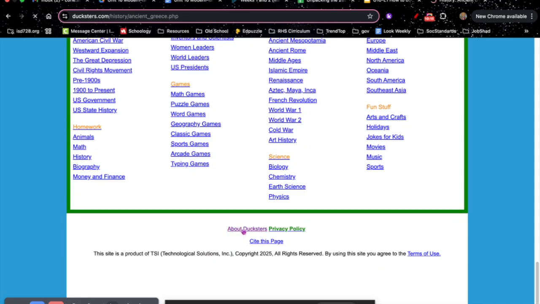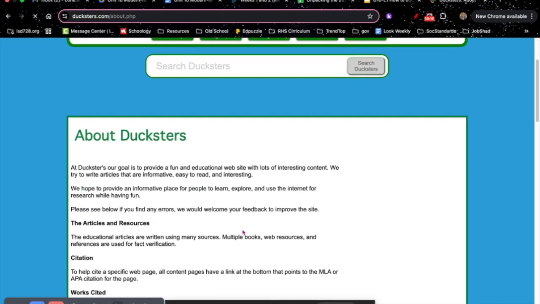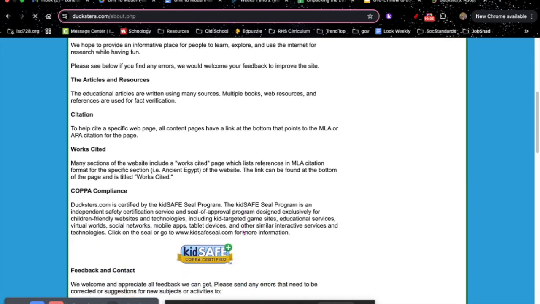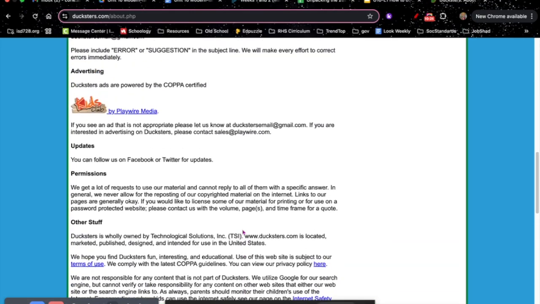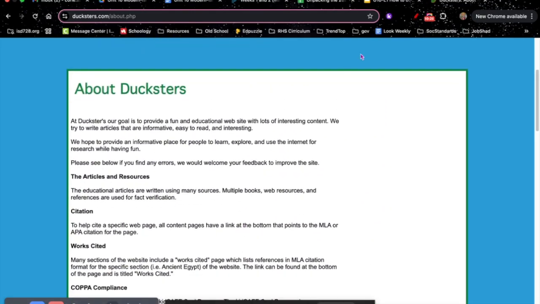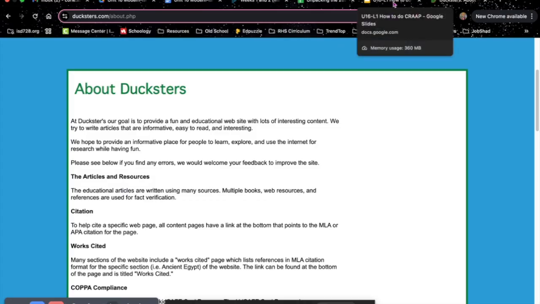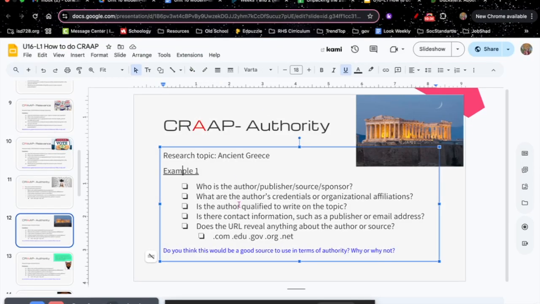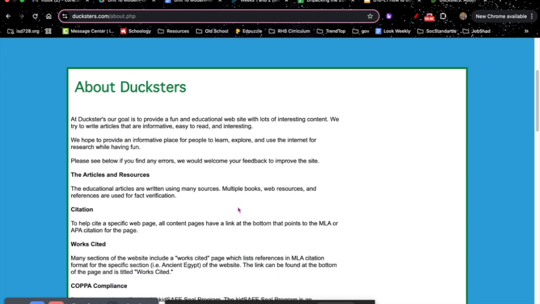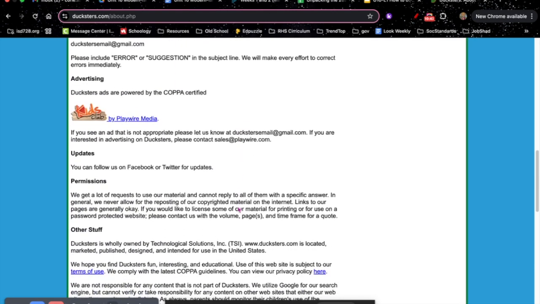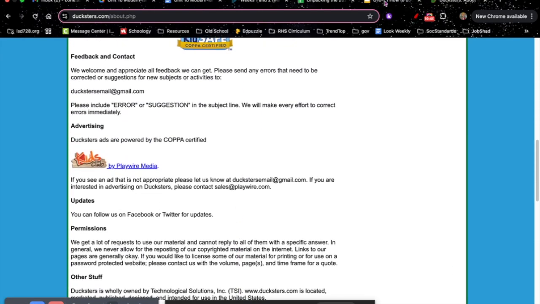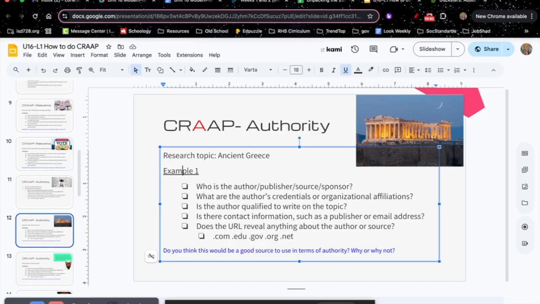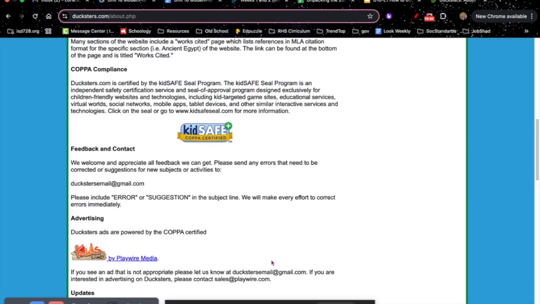Let's click on About Ducksters, shall we? Does it tell me anything about who the person is writing this? No, it really doesn't give me a name or anything. It just gives me a generic organization. All right. What are the author's credentials or organizational affiliations? Well, it doesn't really say who's writing these. Are they historians? Are they just random people? I don't know. Is the author qualified to write on this topic? Again, we really don't know who the author is.